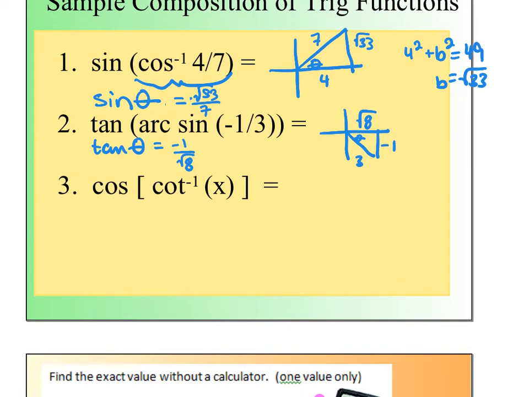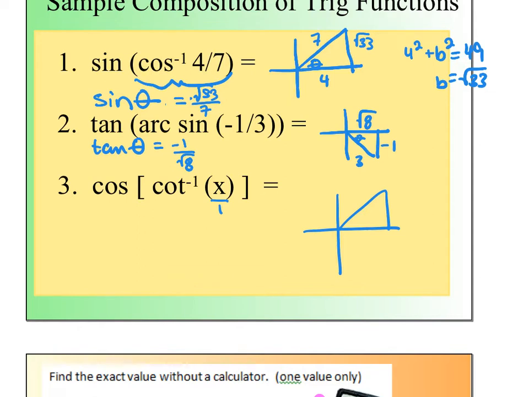Okay, last one. So we've got the cotangent of x. We don't actually even have, ooh, these are a little harder. We don't actually even have a value here. All I can do is know that x is the same as x over 1. Okay, so let's graph this. And it's positive. So cotangent, inverse cotangent of x.